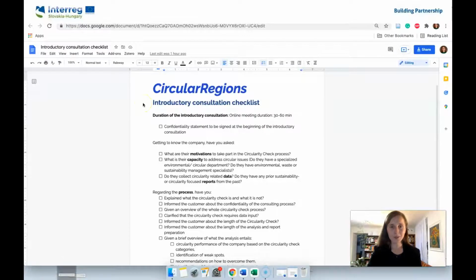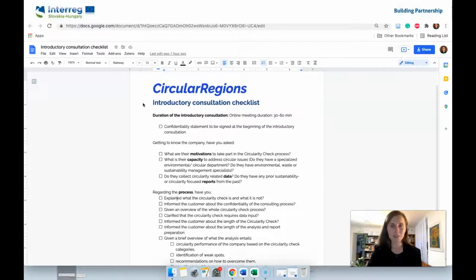To help you prepare for the introductory consultation and to lead it, we've created a short checklist that should help you. Let's have a look at that. By now, you should have access to this introductory consultation checklist. It is a one-page document that outlines all the key points and questions that should be answered during the introductory consultation. We estimate that it should take between 30 to 60 minutes to complete.